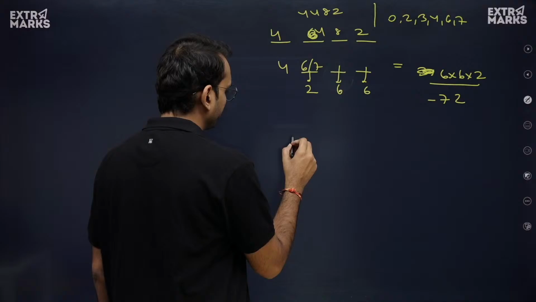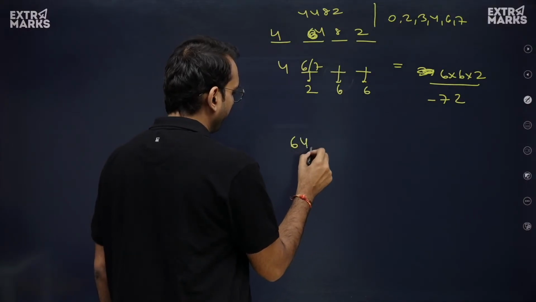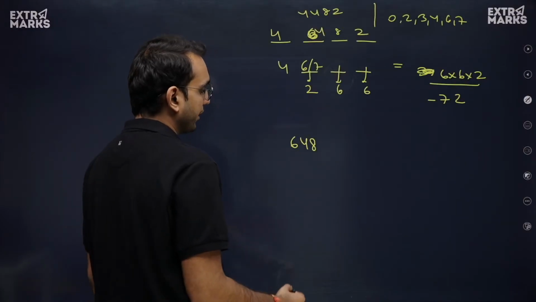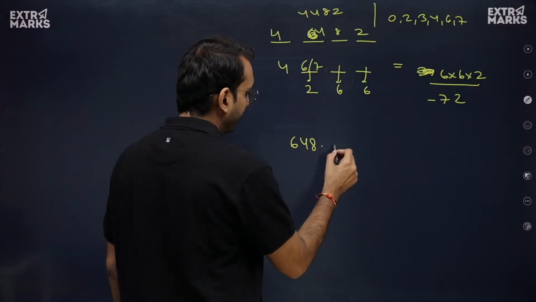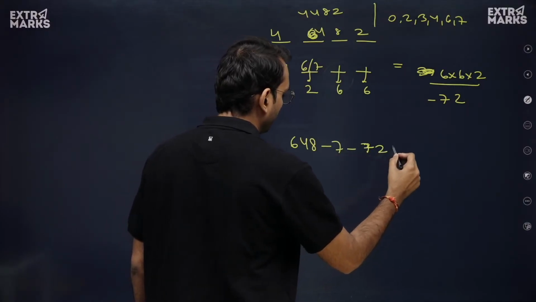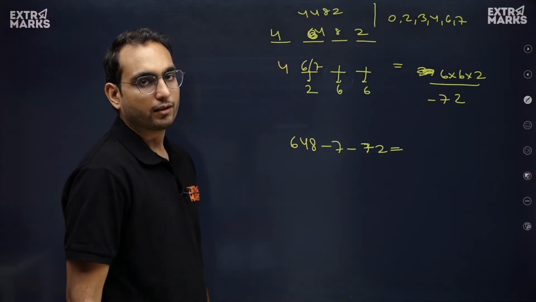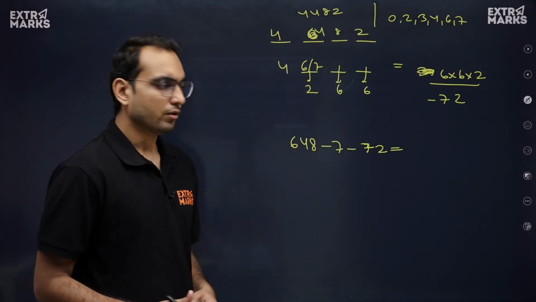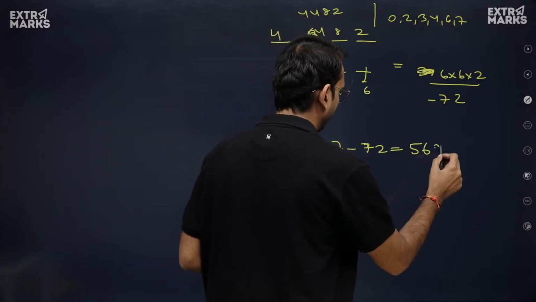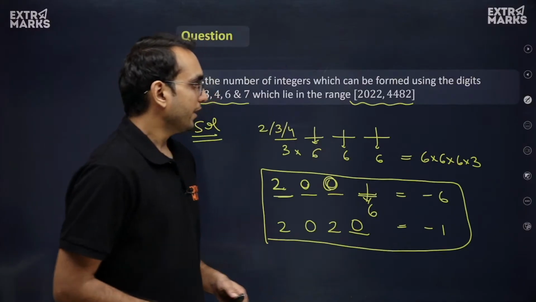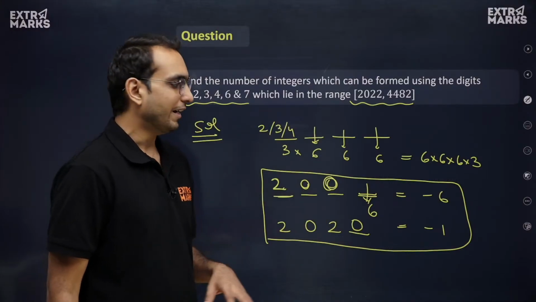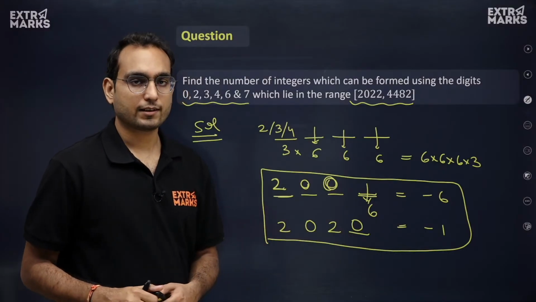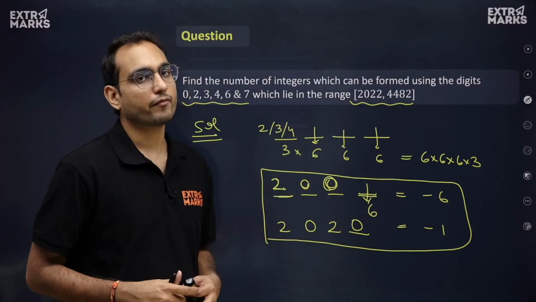So that is 648, right? 648 minus 7 and 72. So you will get the answer by finding the value of this. Is this clear? So it will become 569. So yes, that was a lengthier question. Why lengthier? Because I have to make the cases to remove what we do not need. Is this clear? So this is again a challenging question, a difficult question, I would say.